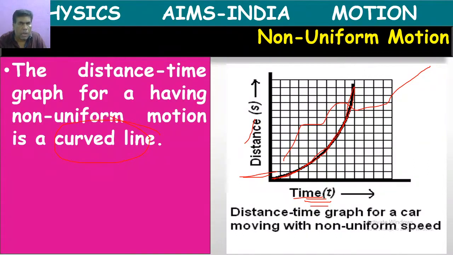Suppose if anybody asks you how to represent non-uniform motion on a graph paper, what do we have to tell? We can represent it with a curved line. How to represent uniform motion? With a straight line. So the same kind of motion we are representing on the graph. But on the graph, what do we have to take care of? There should be an x-axis and a y-axis. On the x-axis, you have to mention time. On the y-axis, you have to mention distance, and you have to draw a curved line. Okay.